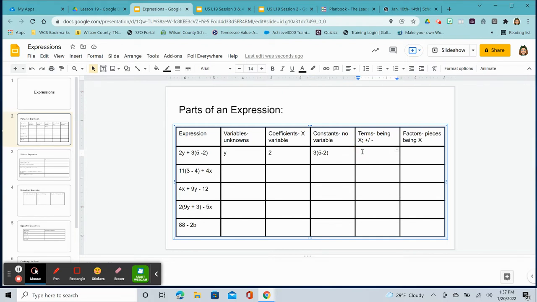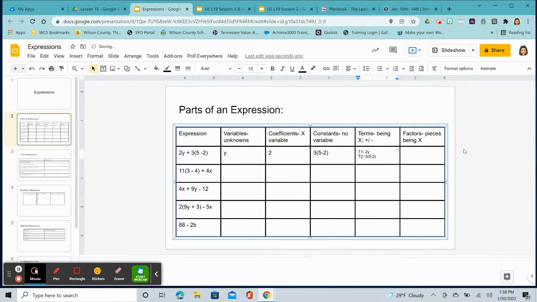Then we look at our terms. Well, terms are the parts that are being multiplied. So in this particular expression, I'm going to change the sizing here so that it will be small enough for me to type what I need to type in it. Okay. Term 1 is 2y. 2 is being multiplied by y. And then we have a plus sign. So that plus sign is our separation between the first term and the second term. So term 2 is going to be 3 times 5 minus 2.